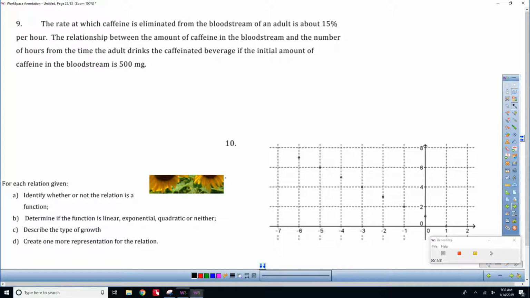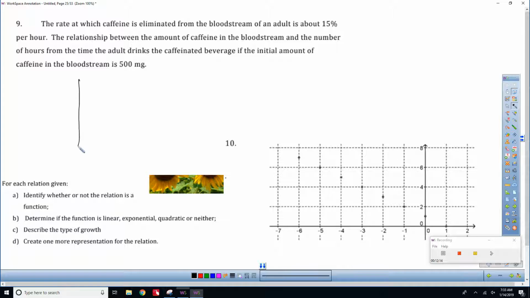Number 9. The rate at which caffeine is eliminated from the bloodstream is about 15% per hour. The relationship between the amount of caffeine in the bloodstream and the number of hours from the time that the adult drinks the caffeinated beverage is the, okay.